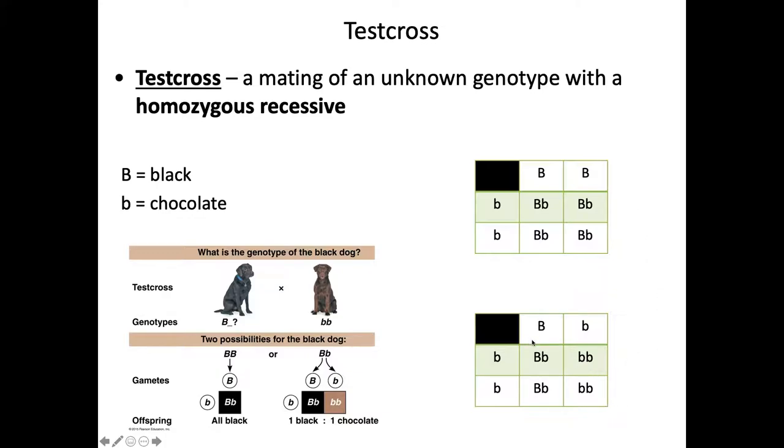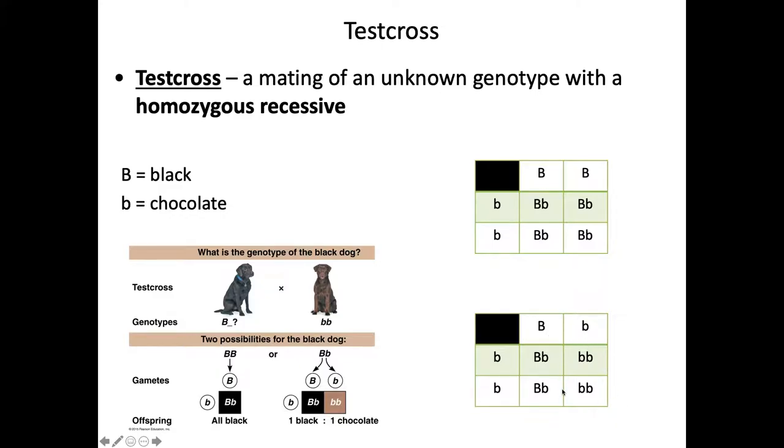Well, what happens if the unknown parent is heterozygous? Well, we take this genotype and we cross it with the homozygous recessive. And then these are the results that we get for the offspring. So there's a 50% chance that the offspring would be heterozygous and have black fur color, and then a 50% chance that the offspring would be homozygous recessive with chocolate fur color. Now, if in that litter there's even one puppy that has brown fur color, that means that the unknown parent is heterozygous for fur color.